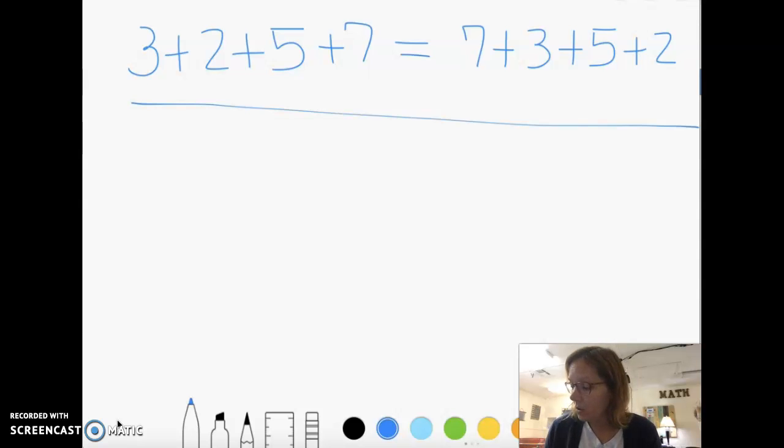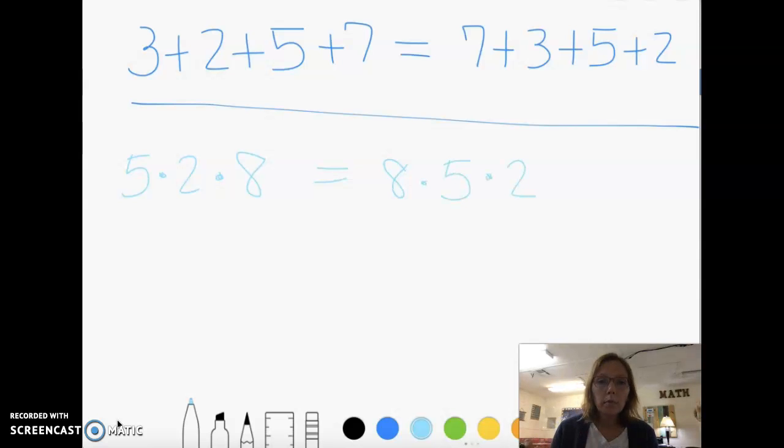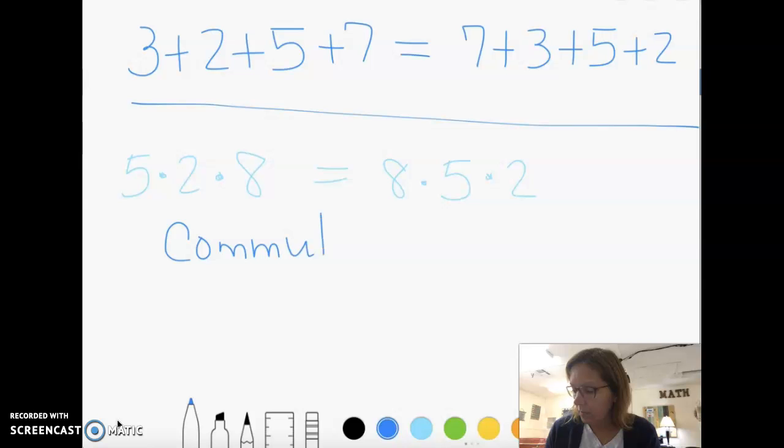Same thing applies to multiplication. So if I had 5 times 2 times 8, I'll get the same answer as if I do 8 times 5 times 2 because it's all multiplication and it doesn't matter that I've moved the numbers around. That is the commutative property. Okay, commute means to move.